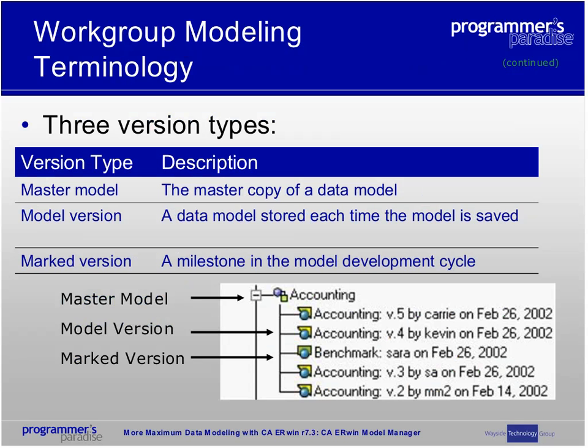There are 3 different version types that you would have. Every time you save a model, it creates a model version, and it gives it a name saying who saved it, when it was saved, and so on. It also shows you whether it's a logical model or a logical/physical model, right here, accounting. And the marked version tells me that I created something as a benchmark version.